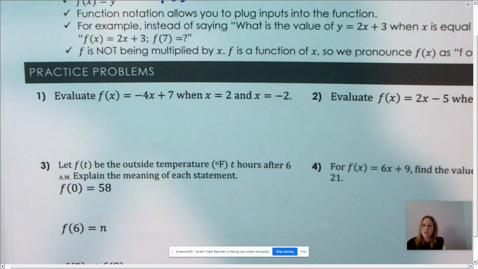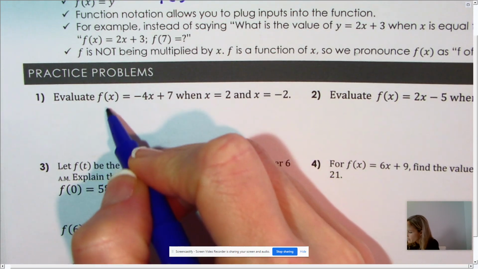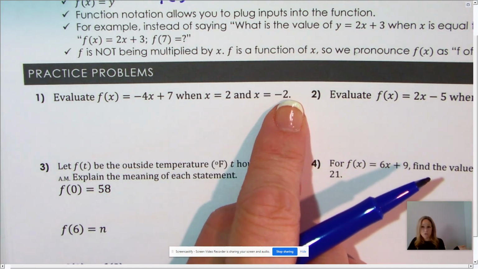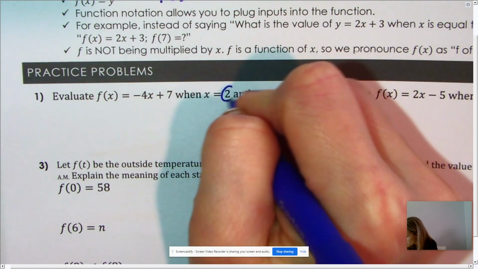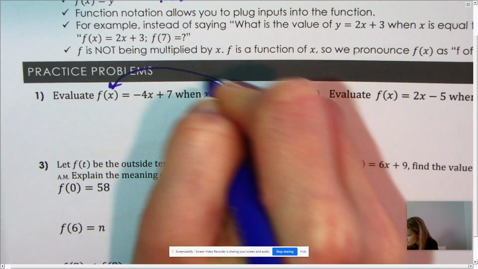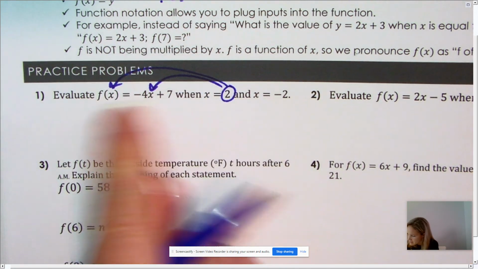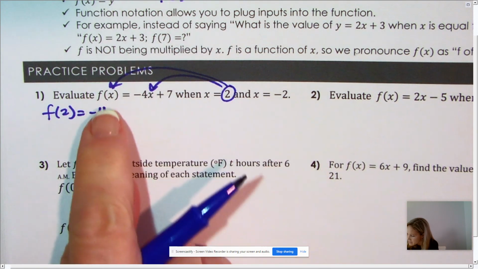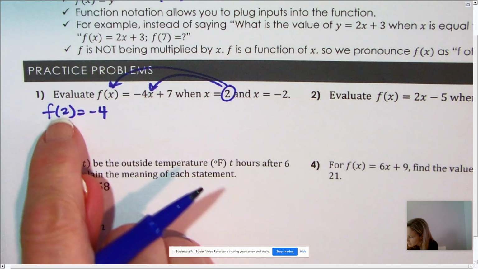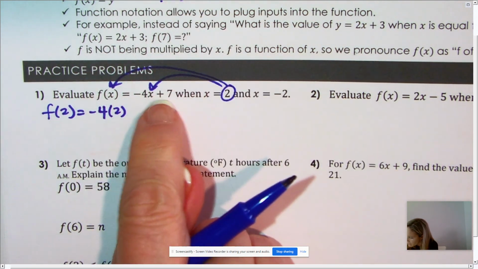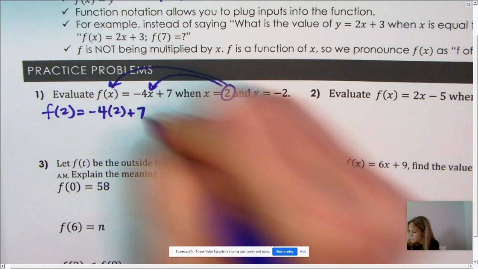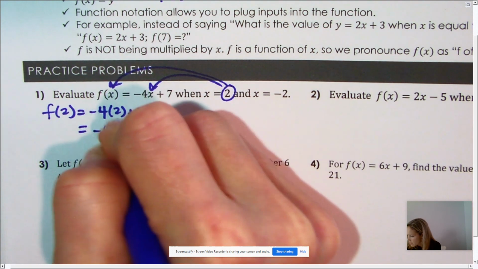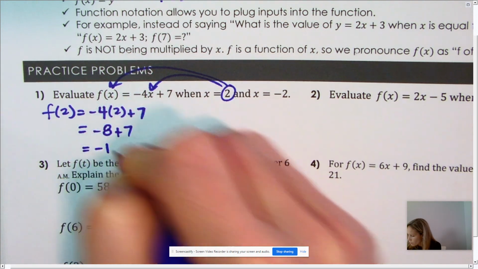So for example, here's the function, f of x equals this. We'll find out when x equals 2 and when x equals -2. So two separate problems. I'm going to take this, and everywhere there's an x, I'm going to plug in the 2. So I could say, well, if f of x is this, then f of 2 would be -4, and instead of my x, my input, I'm going to plug in a 2. And then I'm going to copy the rest, plus 7. So then I'm going to solve that. I know that I need to do my multiplication first. So -4 times 2 is -8, plus 7, which gives us -1.